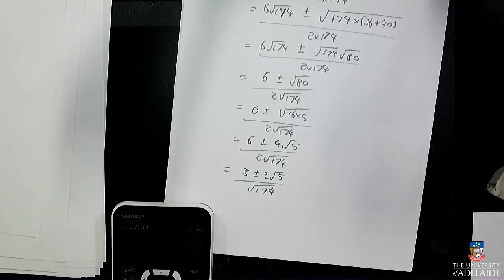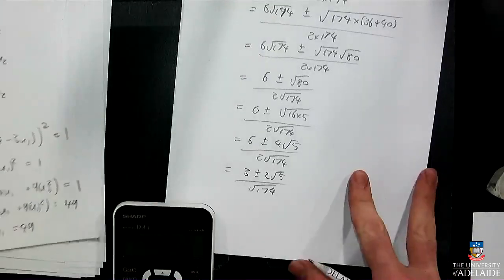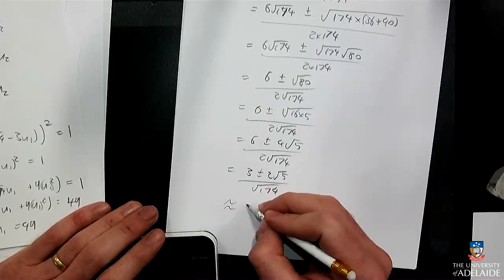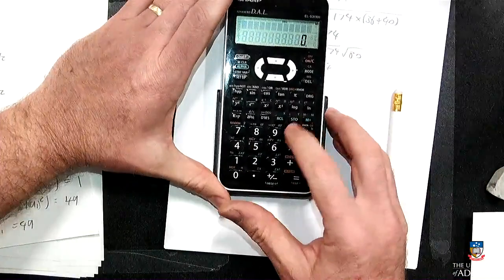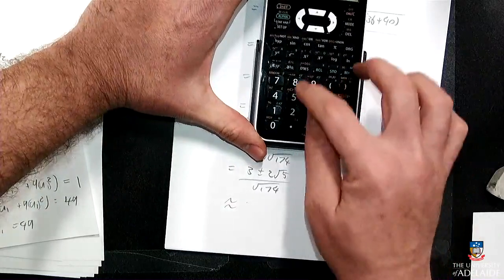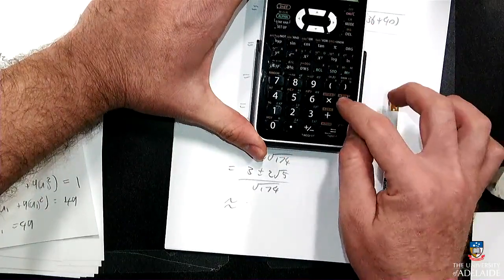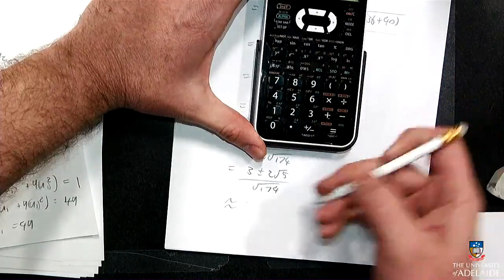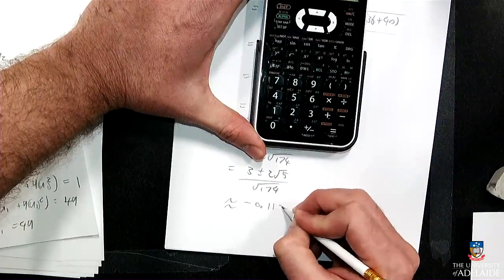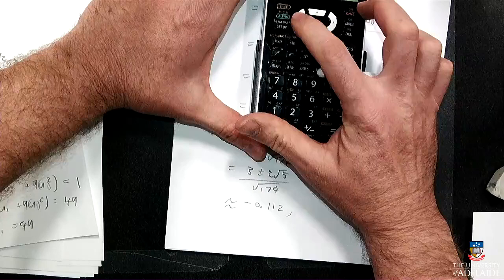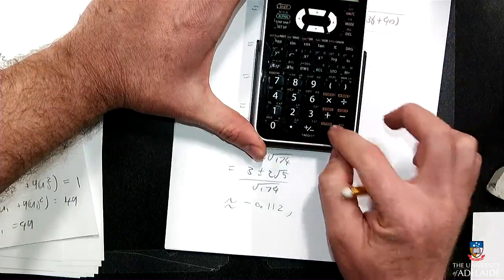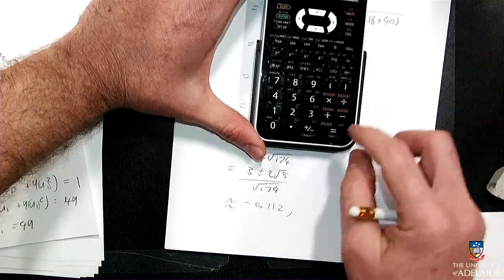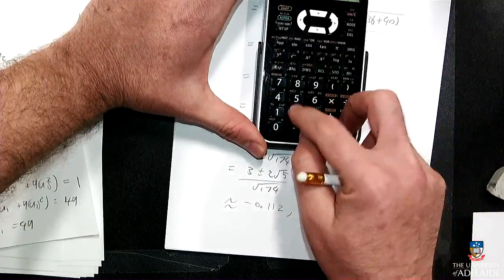And so, therefore, my u2 would be whatever I get when I sub that back into the other formula. And so just for completeness' sake, that's approximately equal to 3 minus 2 square root 5 divided by root 174, which is minus 0.112. And we can go back and do the same thing with a plus. 3 plus 2 root 5.